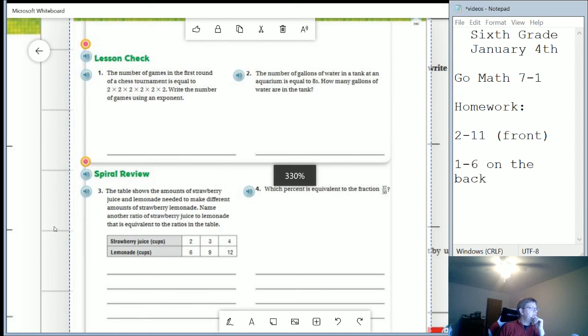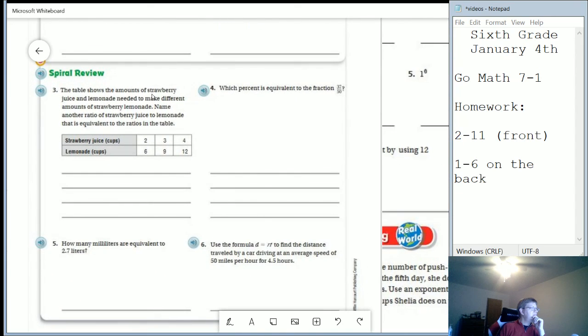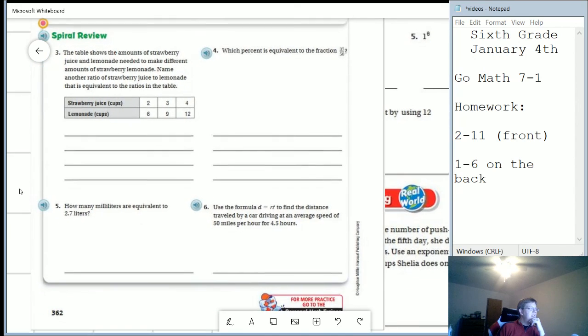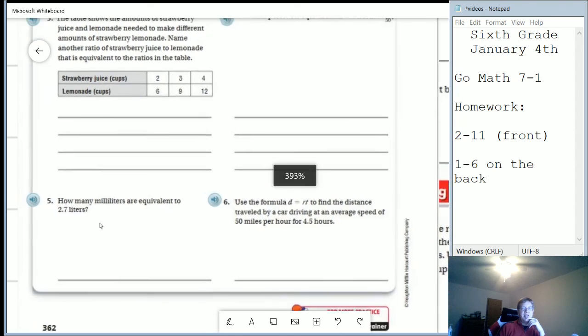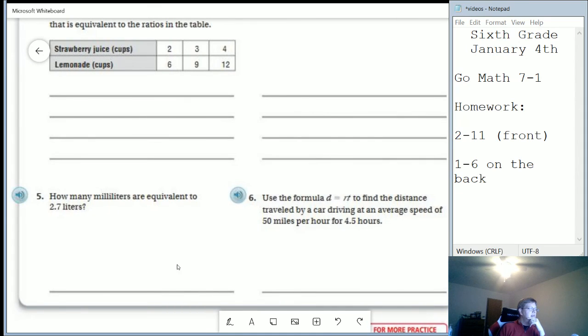Let's see, number 3, we're working with ratios. Number 4, we want percentage. So we want to change that to parts out of 100 to be able to figure that out. Number 5, how many milliliters? So we are going from a larger unit to milliliters. So if you remember correctly, we would be multiplying. And we would go ahead and start with liters, and then we go to deciliters, then centiliters, then milliliters. So that can help you figure that out.